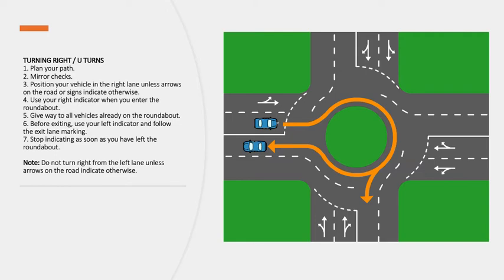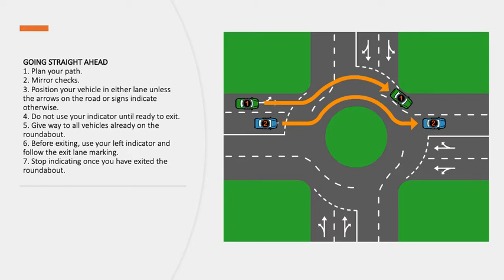Step 1. If we're turning right or taking a U-turn, plan your path. Number 2, check your mirrors. 3, position your vehicle in the right lane unless arrows on the road or signs indicate otherwise. 4, use your right indicator when you enter the roundabout. 5, give way to all vehicles already on the roundabout. 6, before exiting, use your left indicator and follow the exit lane marking. And step 7, stop indicating as soon as you have left the roundabout. Note, do not turn right from the left lane unless arrows on the road indicate otherwise.